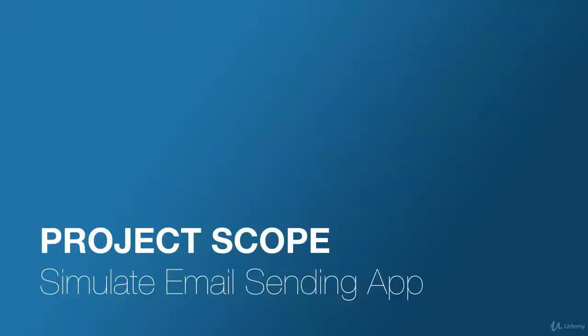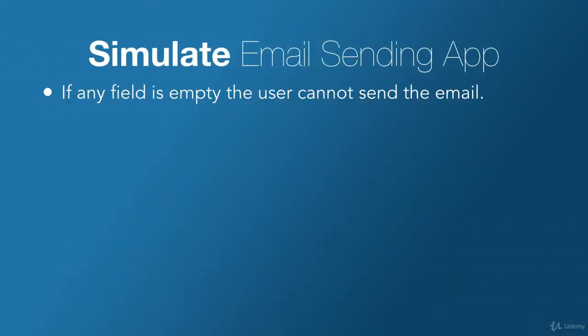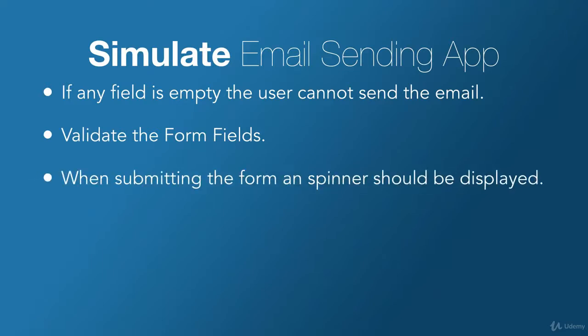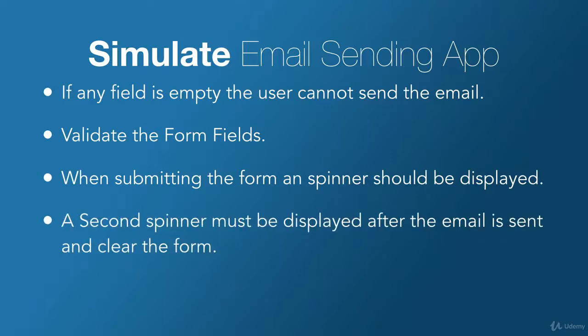So let's review the project scope for the tier project. You can see we have this called simulate email sending app. So we're going to open this and we're going to see the features. If any of the fields is empty, the user cannot send the email. We're going to validate the form fields also. And when submitting the form, a spinner is going to be displayed. A second spinner must be displayed after the email is sent, and also is going to clear the form. And finally, a reset button should be added into this form.